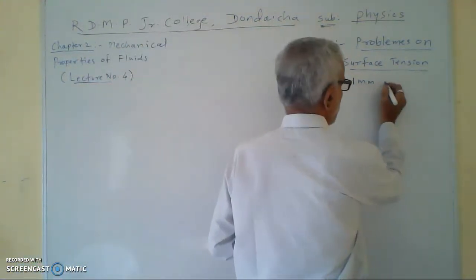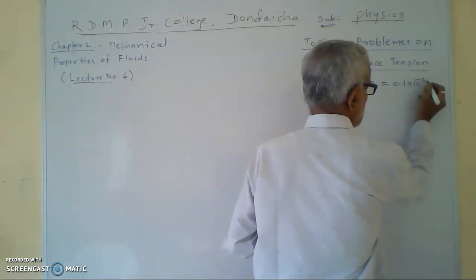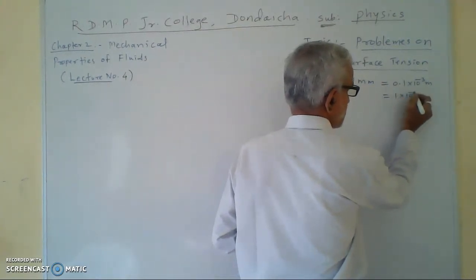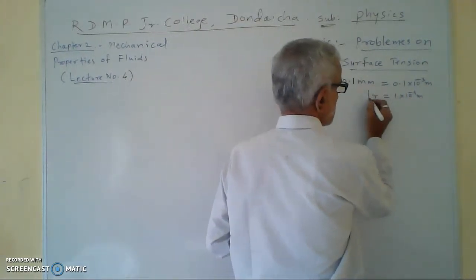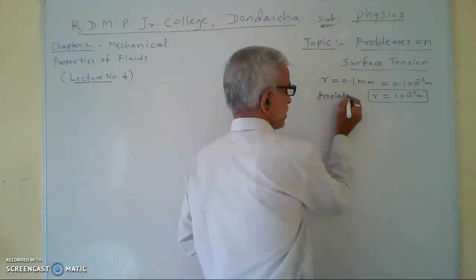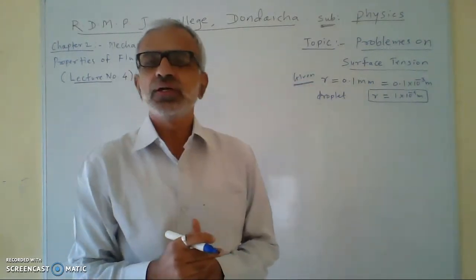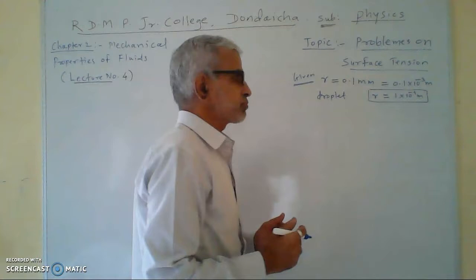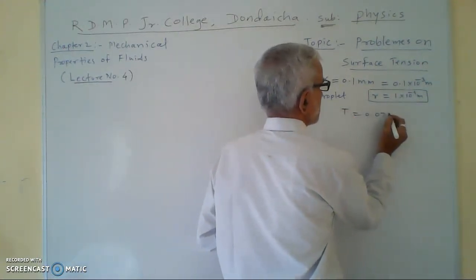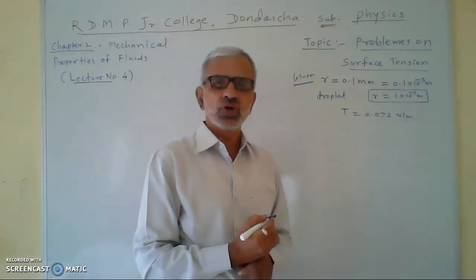Then 0.1 mm is equal to 0.1 into 10 raised to minus 3 meter, and this is equal to 1 into 10 raised to minus 4 meter. So this is the radius of the droplet. It is given, and we convert it into meters. Then the surface tension of water is given, T equal to 0.072 Newton per meter.